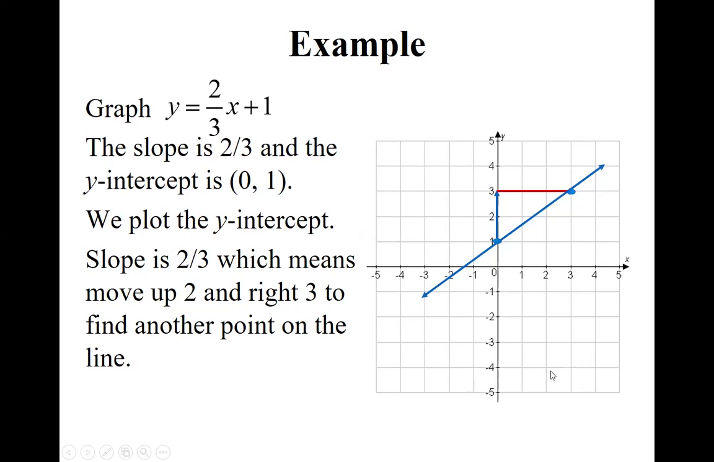So we didn't have to make an XY table in order to graph because we knew the y-intercept and we knew the slope. The y-intercept gave us a starting point, and the slope gave us the rules on how to find another point. Now, we also could have gone down and left, because -2 over -3 is the same as 2/3. So instead of up and right, we could have gone down and left and got the point. It looks like -3, -1. But that point also would have given us the same line.